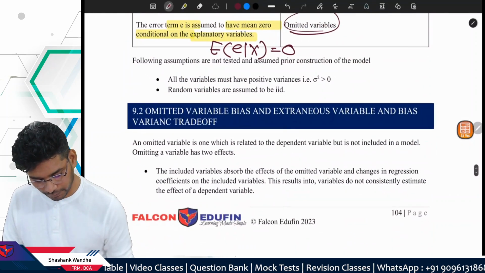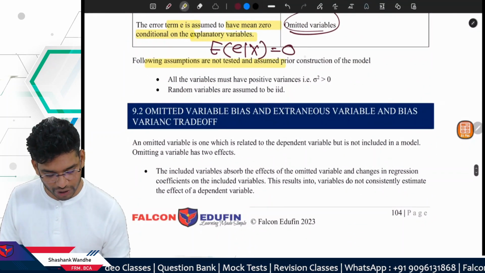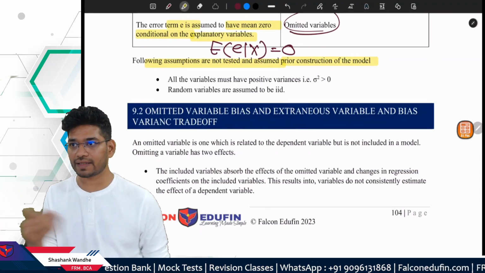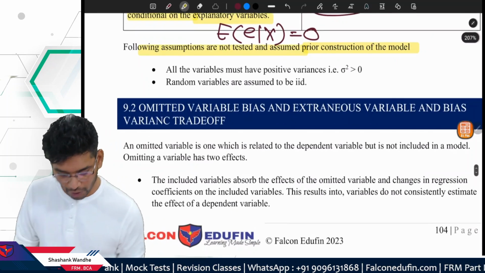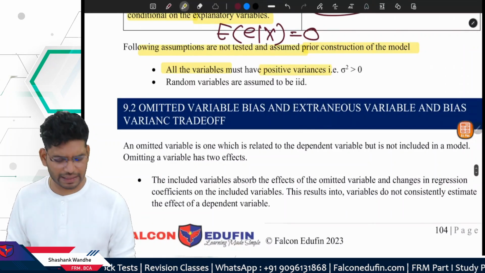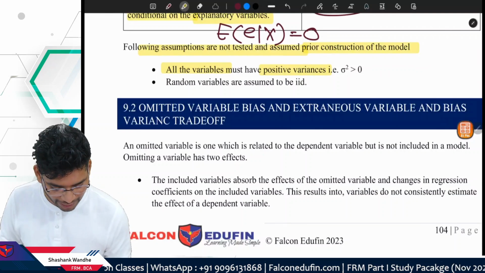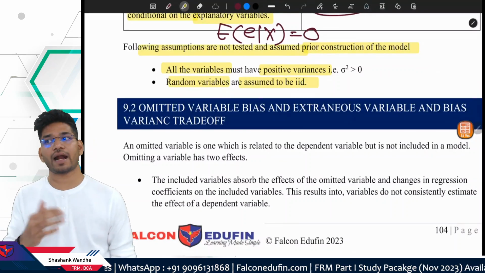Now, first of all, the following assumptions are not tested and are assumed prior to construction of the model. So these assumptions are not tested. All the variables must have positive variance. Have you ever seen a negative variance? If you've seen it, just comment. Then random variables are assumed to be IID, independent and identically distributed.